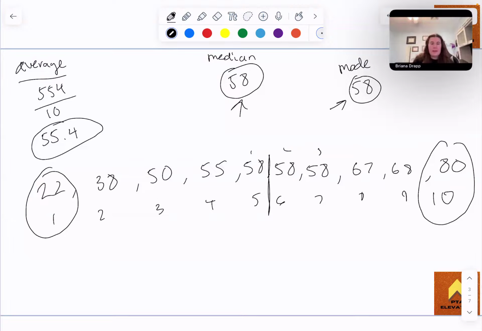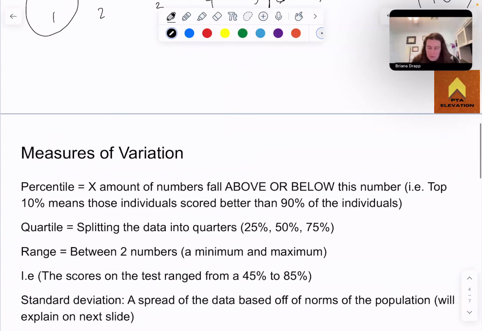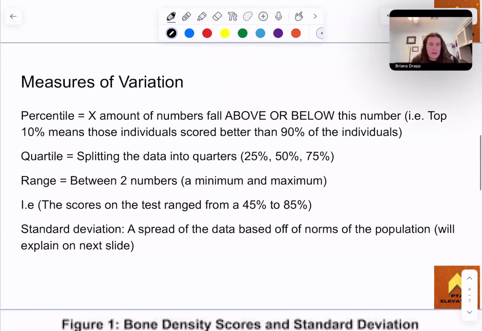55.4 seems a little bit young. 58 seems like a more accurate representation of this patient population, based off the amount of people that we see with this arthritis pain onset, and also the median age of this data point. So that's how you would use that data and actually find the mean, median, and mode.